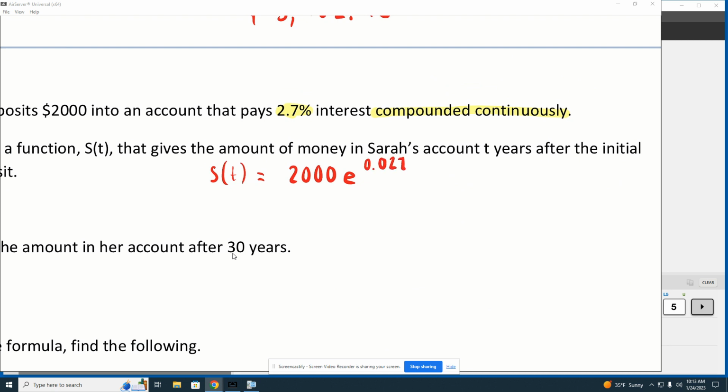0.027 T. That's my equation: 2,000 times E raised to the 0.027 T. PE to the RT. That's continuously compounded. That's the equation. Now what do they want me to do in B? Solve it for how many years? So go type in your calculator, 2,000 times E to the 0.027 times 30.